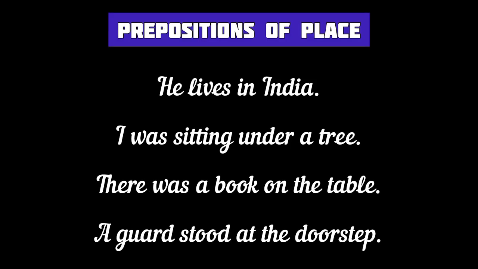Prepositions of place show the place of an action. For example, he lives in India. Here, in is the preposition of place. Here, the preposition in shows the place of his living. I was sitting under a tree. Here, under is the preposition of place showing the place where I was sitting. There was a book on the table. Here, the preposition on is showing the relationship of place between the table and the book. A guard stood at the doorstep. Here, the preposition at shows the place where the guard stood.